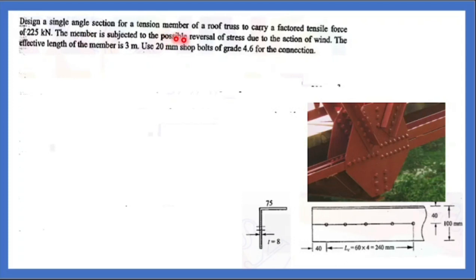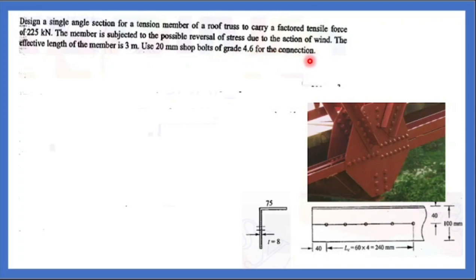The member is subjected to reversal of stress due to the action of wind. Can you remember this with respect to slenderness ratio? You have a class for slenderness ratio, isn't it? In that they have the slenderness ratio for reversal of stress due to action of wind. So you have to consider that. Then the effective length of the member is 3 meter. Use 20 mm bolts of grade 4.6 for connection.